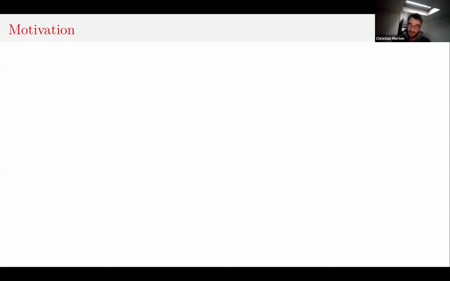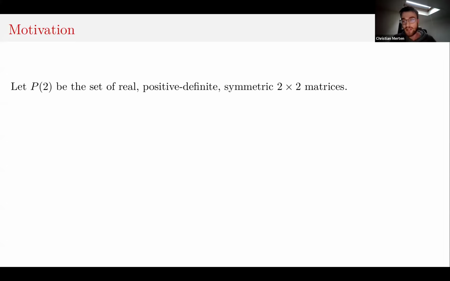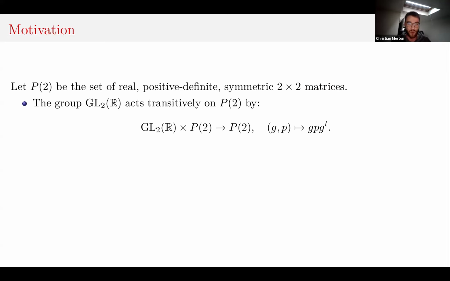So let P2 be the set of real, positive definite, symmetric 2x2 matrices. That's a nice set. It's an open subset of some vector space. And why is it an interesting set? Because it has a group action by GL2R. GL2R acts transitively on this P2 by sending a P to G times P times G transpose.